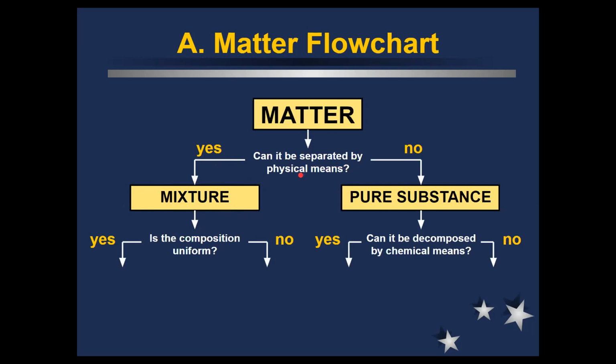If it can't be separated by physical means, if all the different stuff in our matter is bonded together, that means we have a pure substance. So a pure substance is when we only have one type of molecule, one type of matter. So all of the atoms in a pure substance might not be all the same, but they're all bonded to each other. And we'll see some examples of what this looks like in a second.